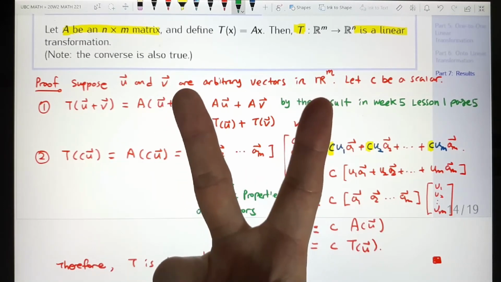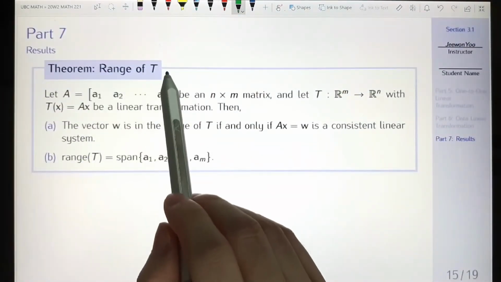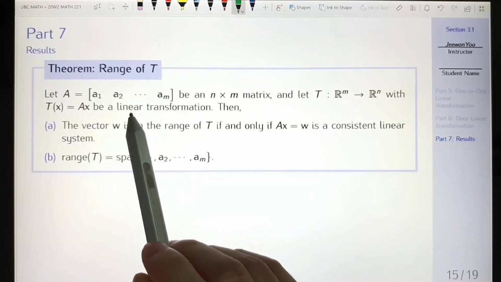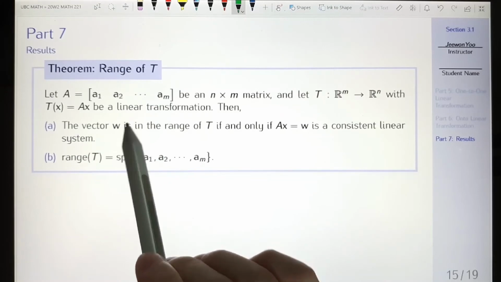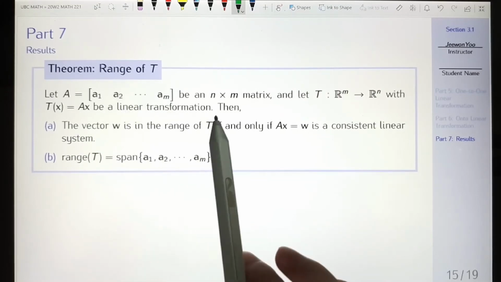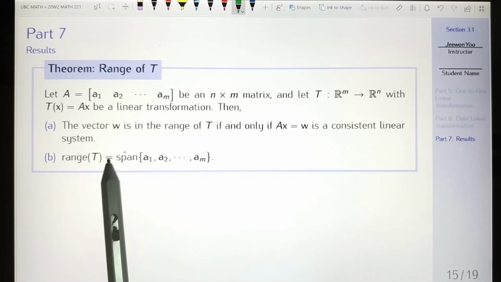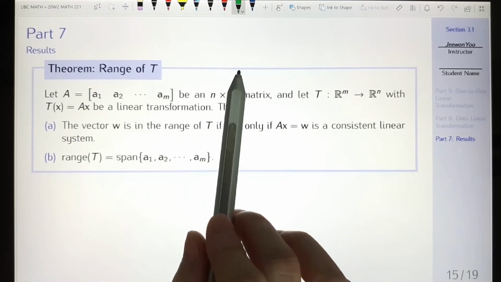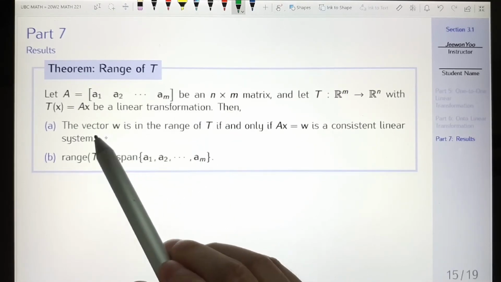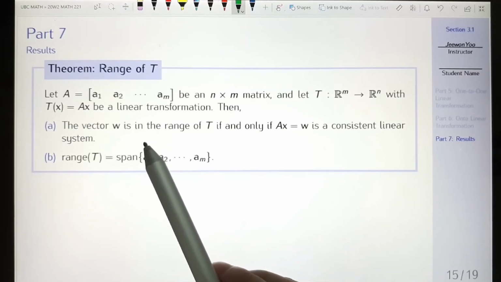Okay, let's move on to the second result, which we're not going to prove, but just to understand what they're saying. This result has something to do with the range of the transformation T. During my office hours, many of you asked me the difference between the range and the codomain Rn. So by going over part A result and part B result, hopefully you understand the difference between the range and codomain, okay? Before we talk about the first result of this theorem, maybe we can talk about pre-calculus stuff.